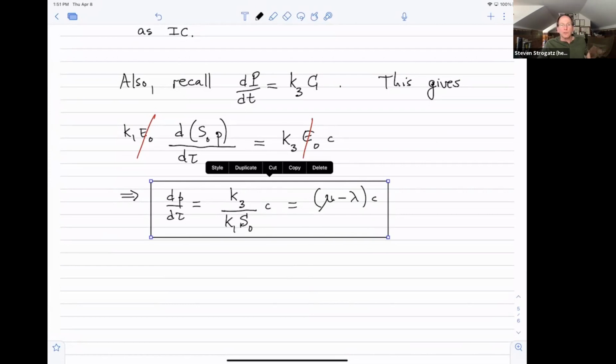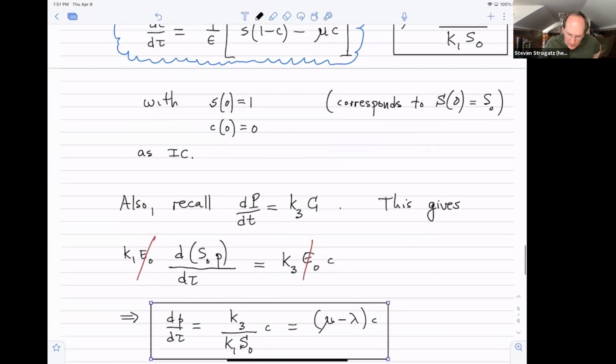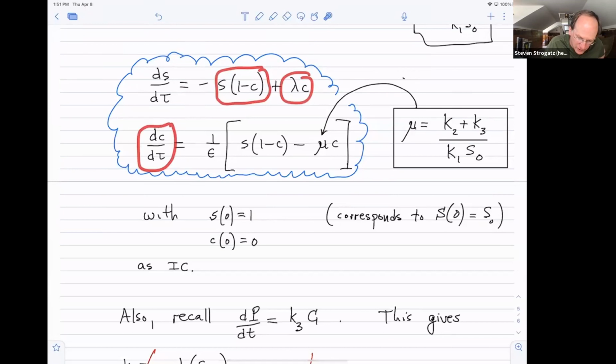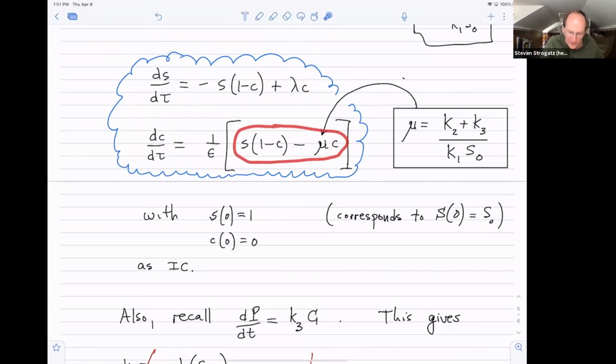notice the mathematical structure of what's happening. We've got this little self-contained universe of S and C, right? To see how S changes, I only need to know S and C at a current time. And likewise, to know how C changes, I only need to know S and C. The S and C variables have decoupled from everything else. They're their own little two-dimensional universe.